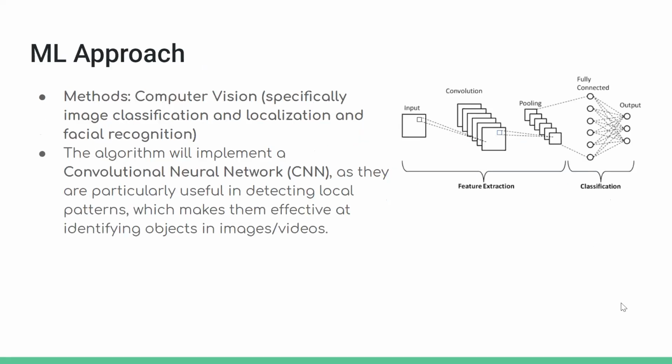So a little bit about the machine learning approach. So the methods that are going to be incorporated into this AI are computer vision, and specifically within computer vision, image classification and localization, as well as facial recognition. So the algorithm is going to implement something called a convolutional neural network, or a CNN. And in layman's terms, this is just a network that is very good for image classification. And as you can see from the diagram on the right, the two key stages of this network are feature extraction and classification, which makes it very useful for finding patterns or finding objects within images, and their distance in relation to each other, so image localization.